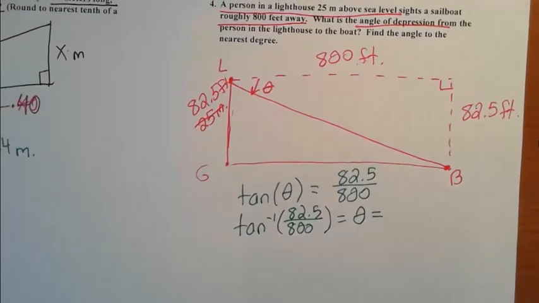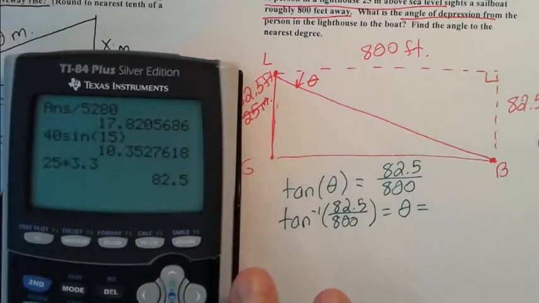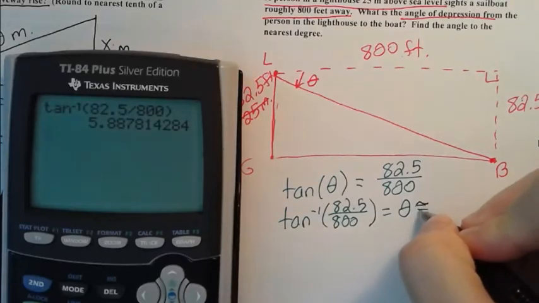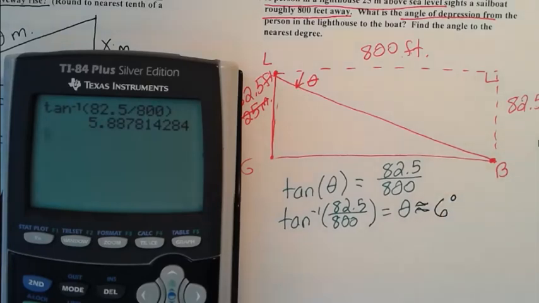So a reminder on how we can do inverse trigonometry. The steps will be pushing secant and then tangent to get tan inverse, and then we just type in our opposite and adjacent side lengths as a fraction. And if we press enter, we get about 5.88. So we could say our answer is about 6 degrees for our angle of depression.